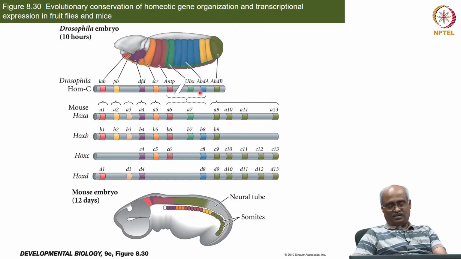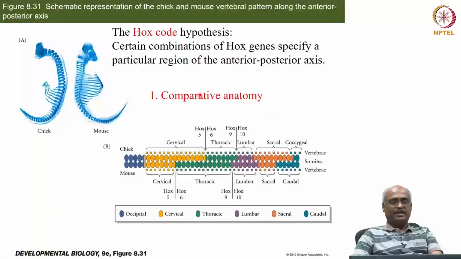Okay, so now we move on to understanding a concept called the Hox code hypothesis. It's extremely simple. What the Hox code hypothesis says is, along this head to tail axis, what structure is going to form where. So here we are only seeing the vertebral column. We are looking only at the dorsal part, that is the top of the embryo along the anterior posterior axis.